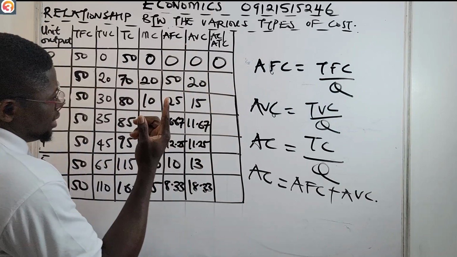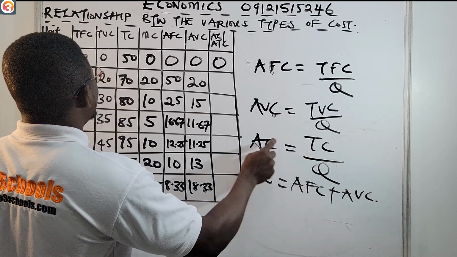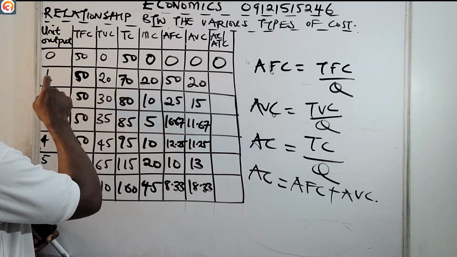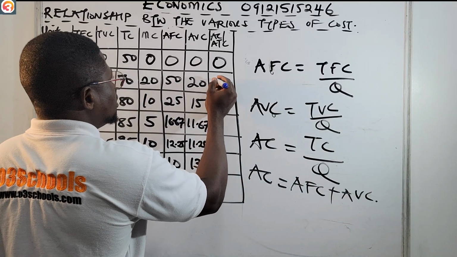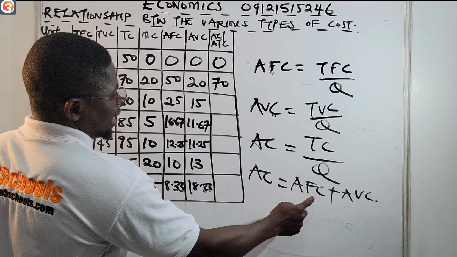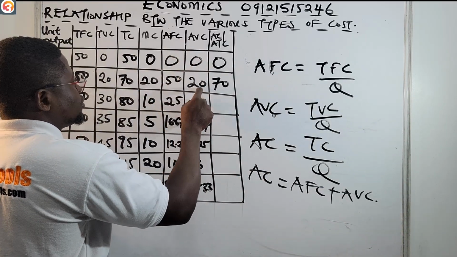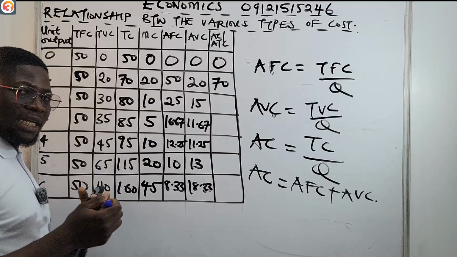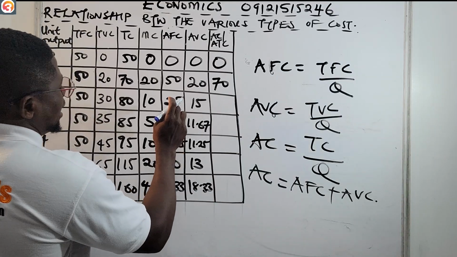Yes. Let's go to the second level. Now, TC over Q for the second level: what is the TC? 70. What is the Q? 1. 70 divided by 1 is 70. So here is 70. Now, let us use this formula, AFC plus AVC. AFC is 50, AVC is 20. 50 plus 20 is 70. Yes, that means that our formulas are both correct. So let us continue.